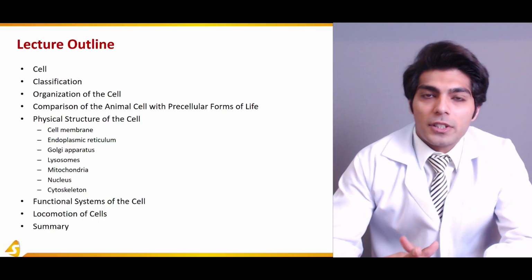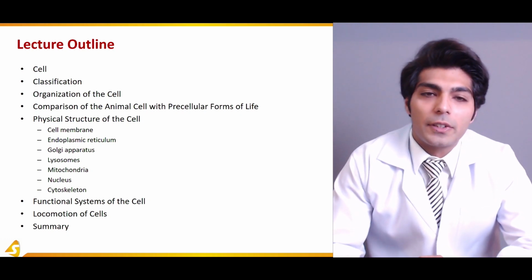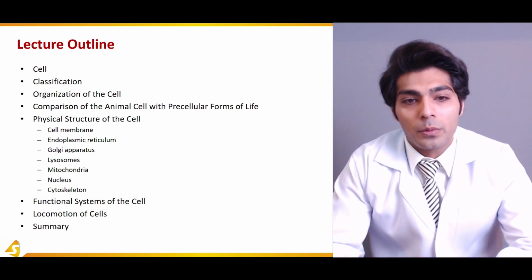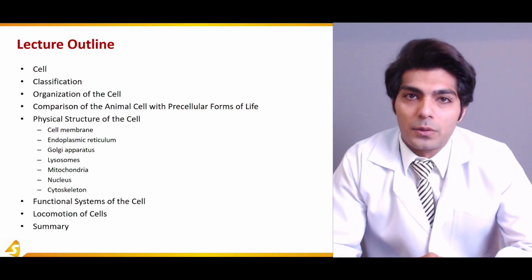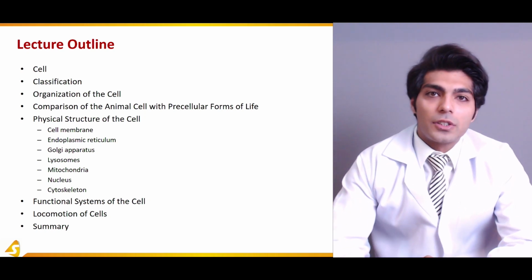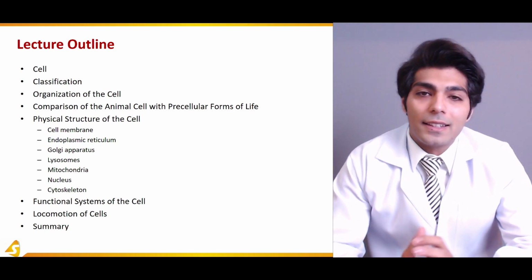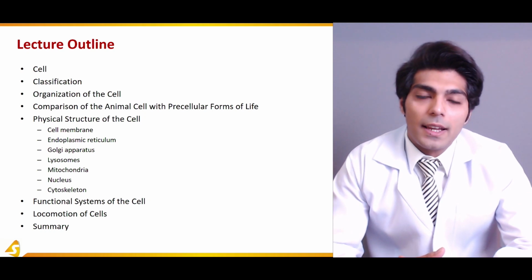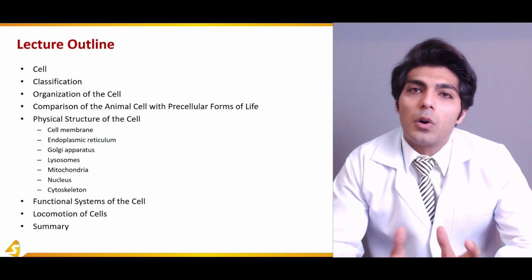So today we're going to discuss the cell. We're going to discuss its definition, its classification, and the organization of the cell. Plus we're going to be discussing the comparison of the animal cell with the precellular forms of life, plus the physical structure of the cell, the organelles, the membrane bounded organelles, and the cytoskeleton of the cell, plus the functional systems of the cell and the locomotion of the cells. In the end, we're going to just summarize the whole lecture.